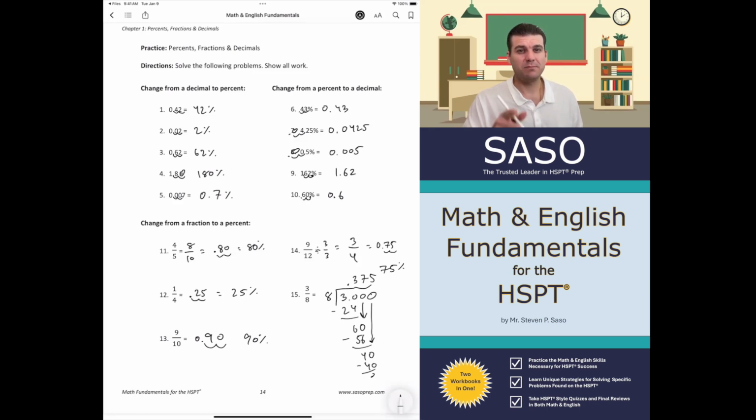So we get 0.375. Last step, let's change it to a percent. Move the decimal over 2 places, and we get 37.5%.